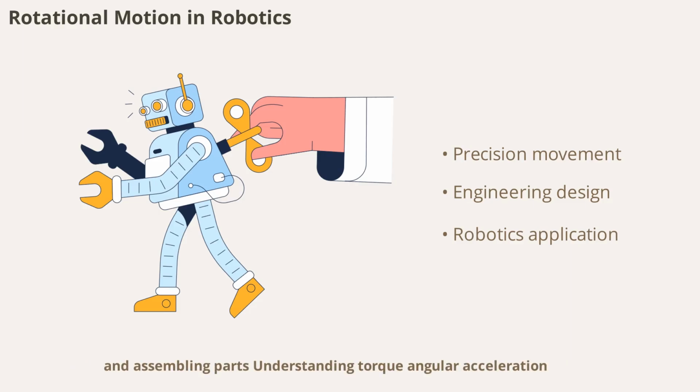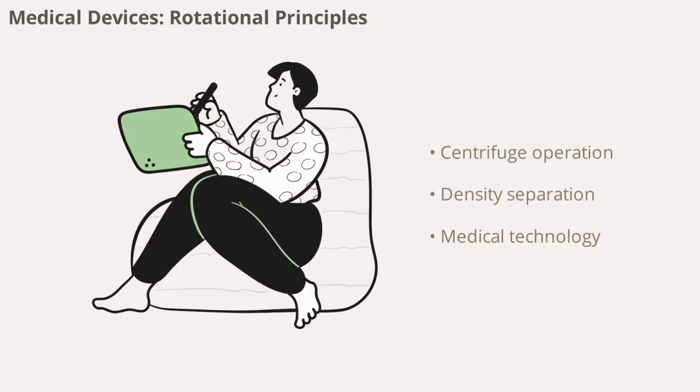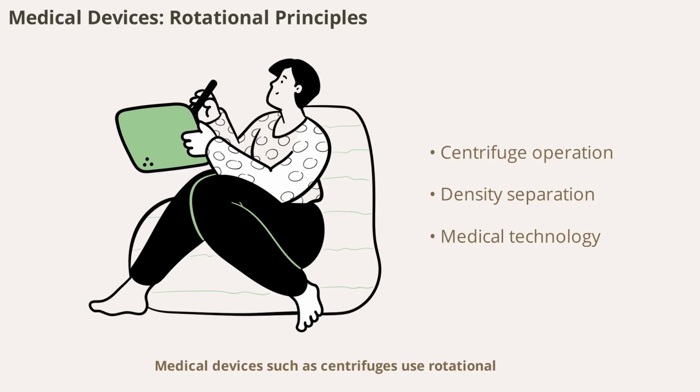Understanding torque, angular acceleration, and moment of inertia is essential for designing efficient and accurate robotic systems. Medical devices such as centrifuges use rotational motion to separate substances based on density. The principles of angular velocity and moment of inertia are crucial for their operation, ensuring effective and safe results in laboratories.